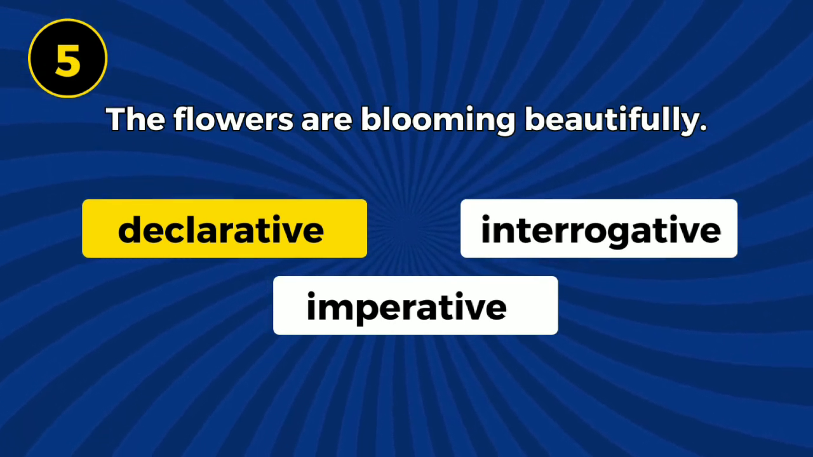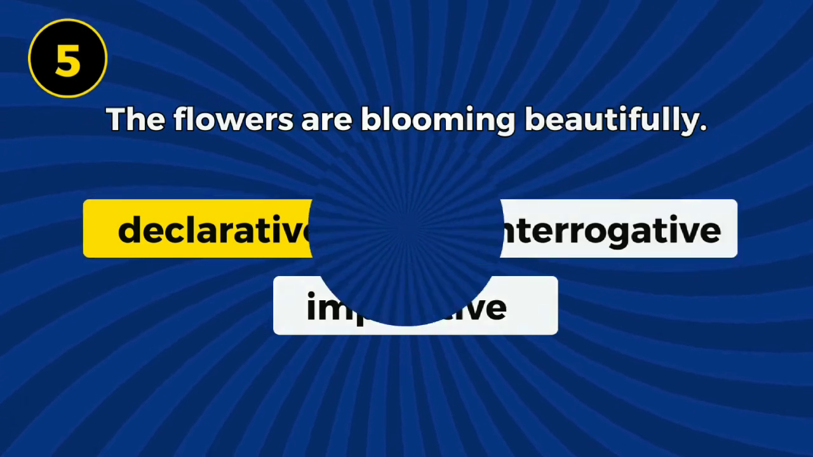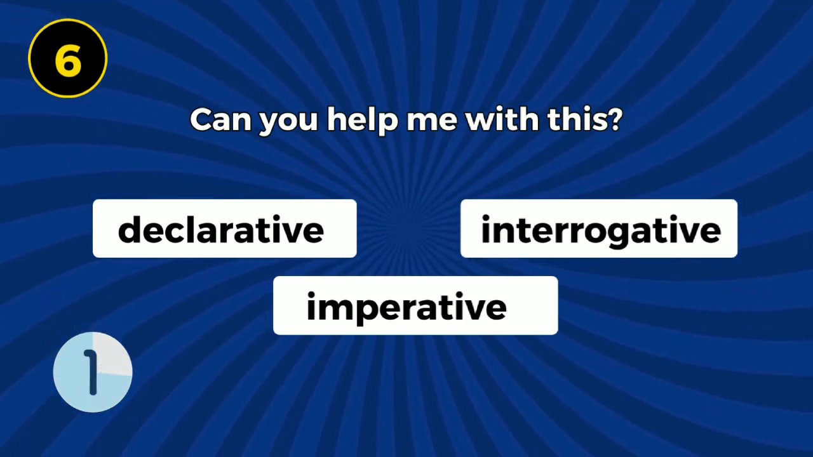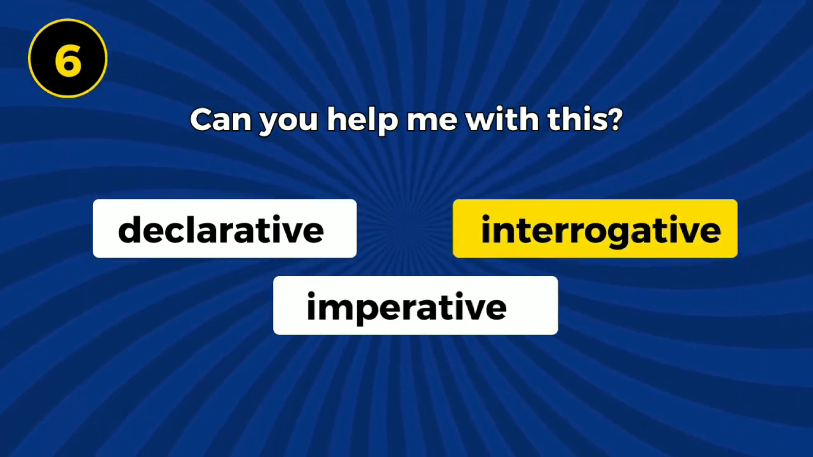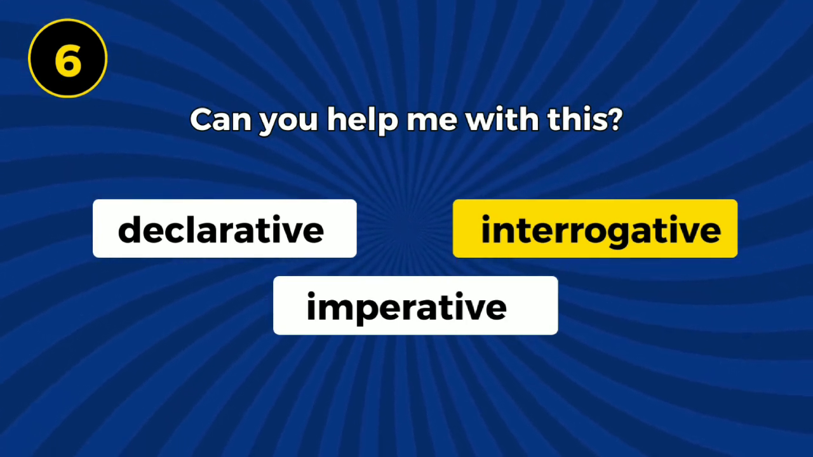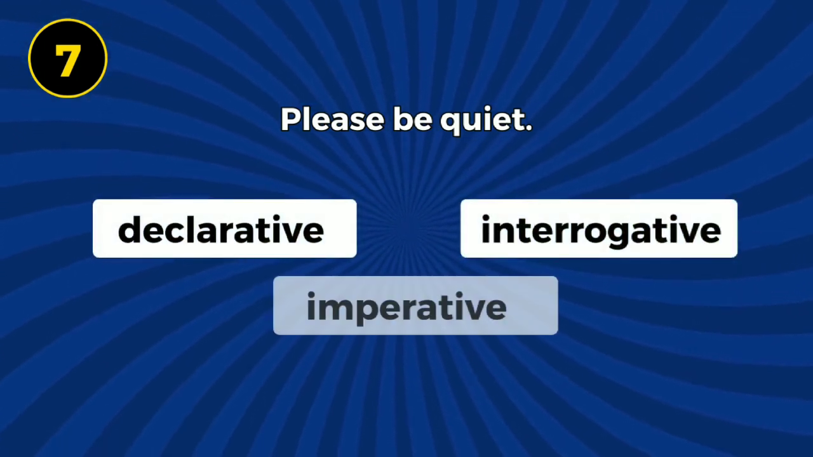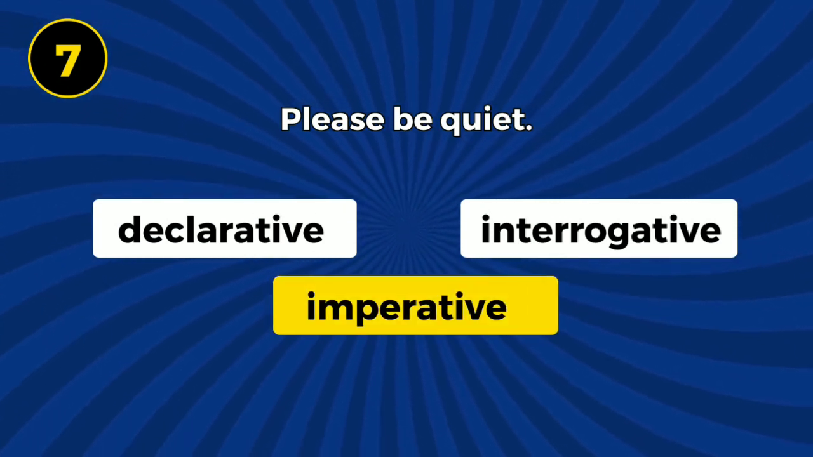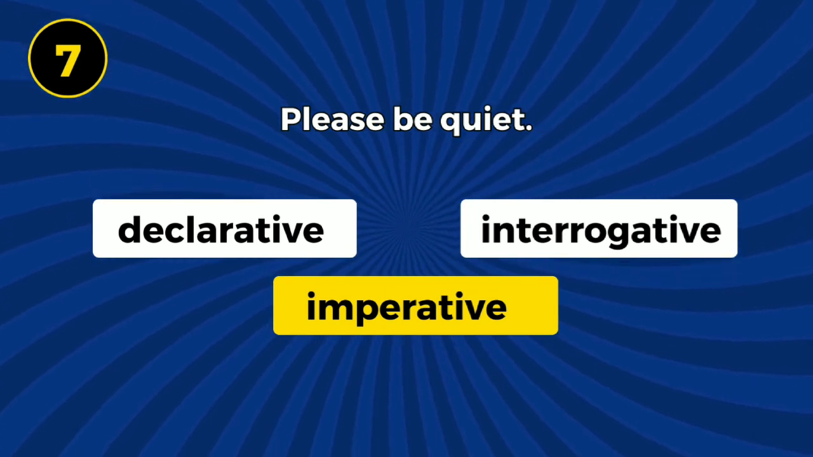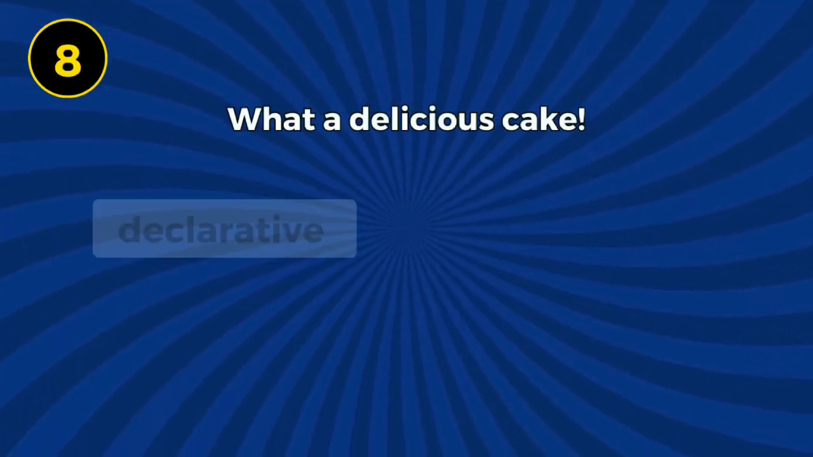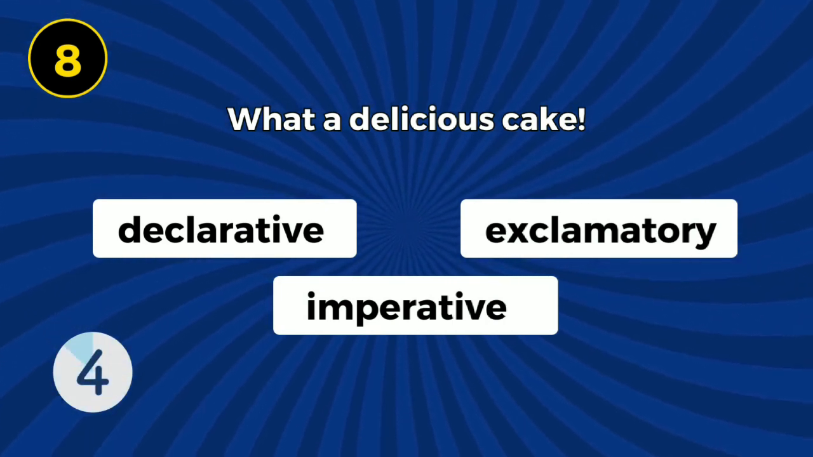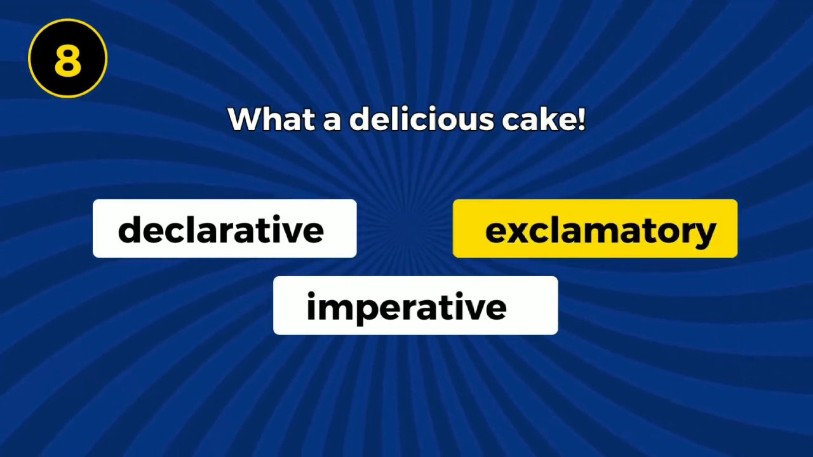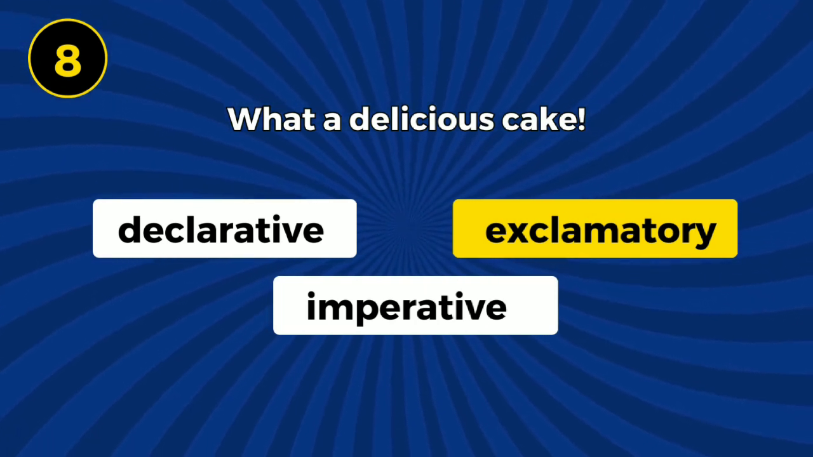The flowers are blooming beautifully. It is a declarative sentence. Can you help me with this? It is an interrogative sentence. Please be quiet. It is an imperative sentence. What a delicious cake! It is an exclamatory sentence.